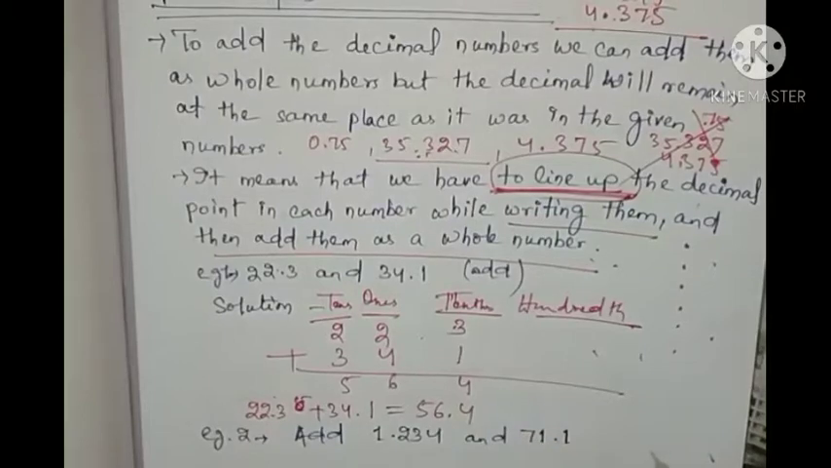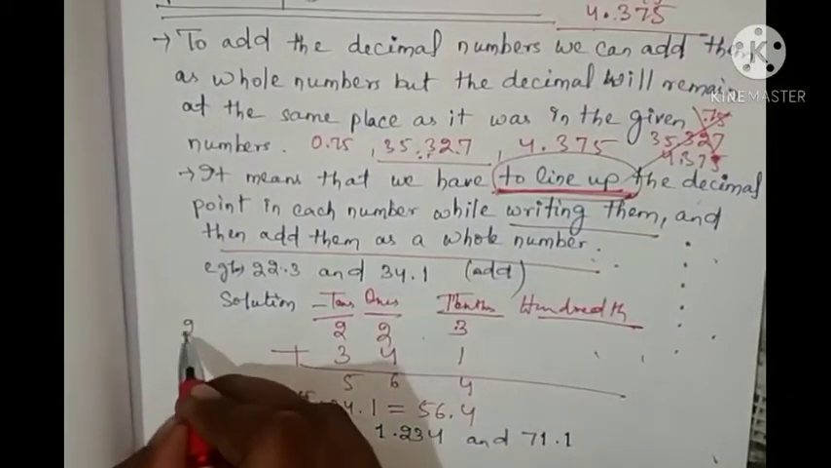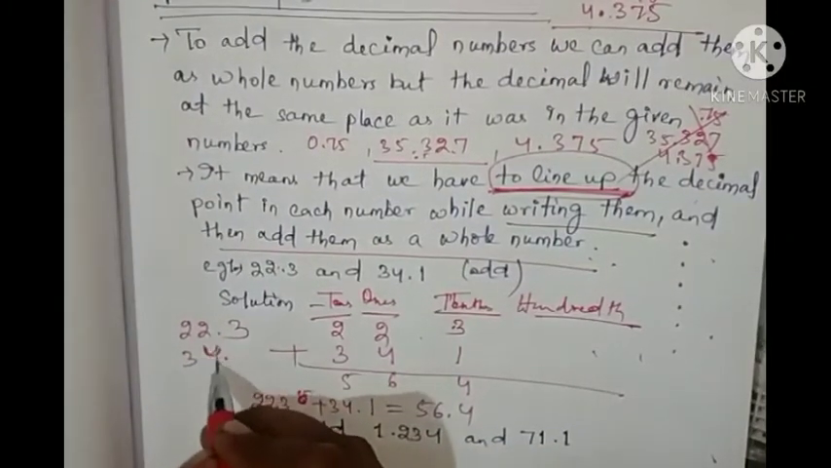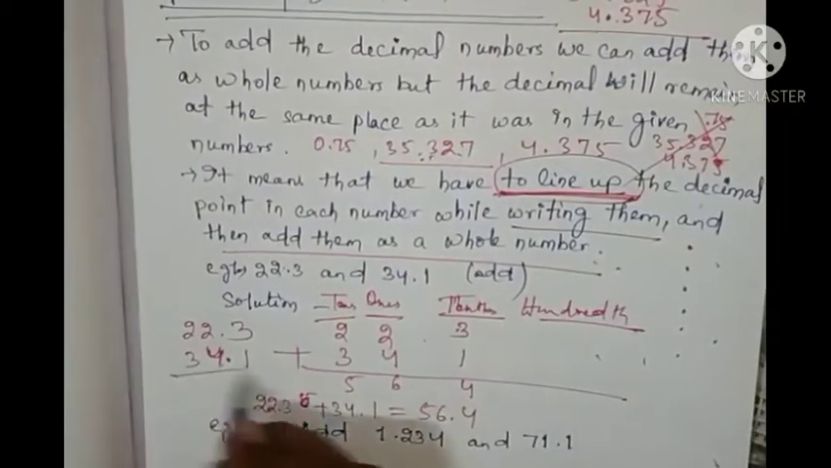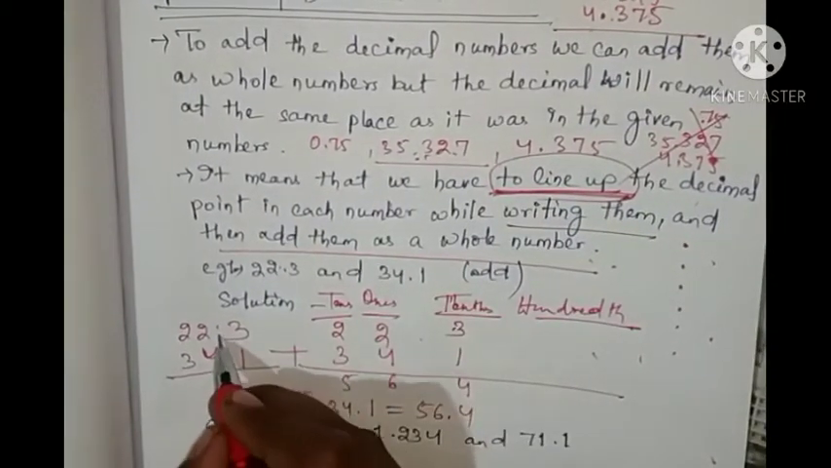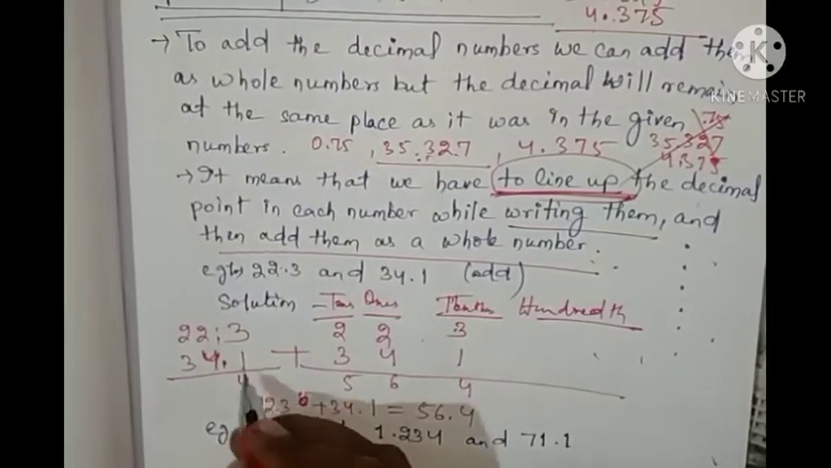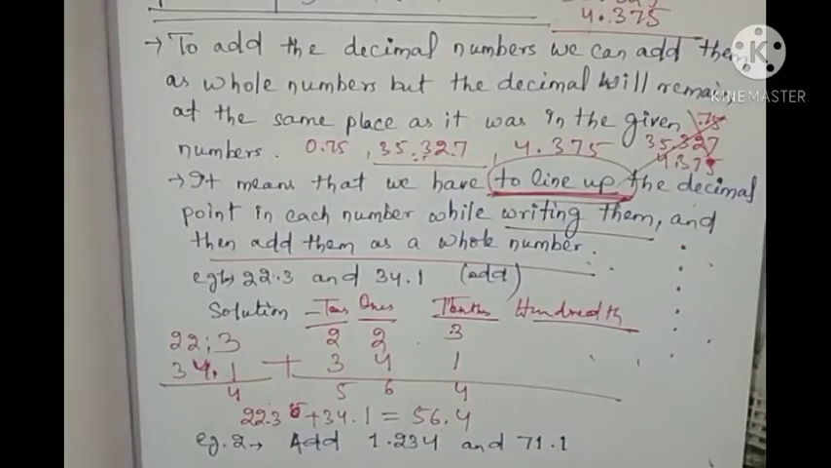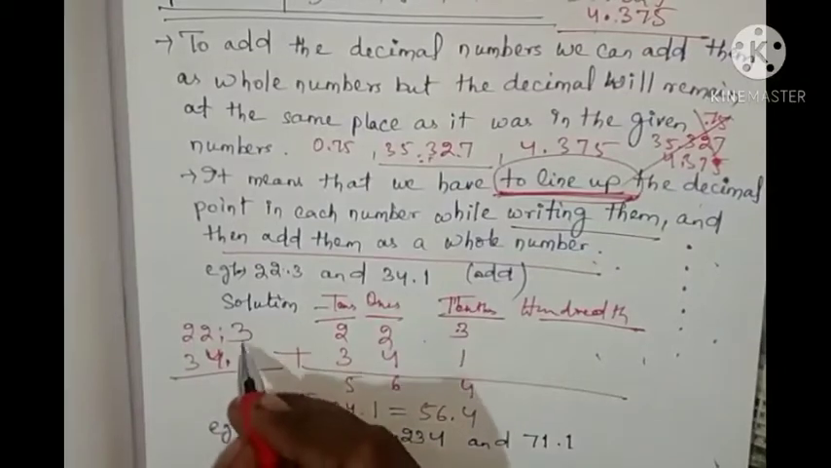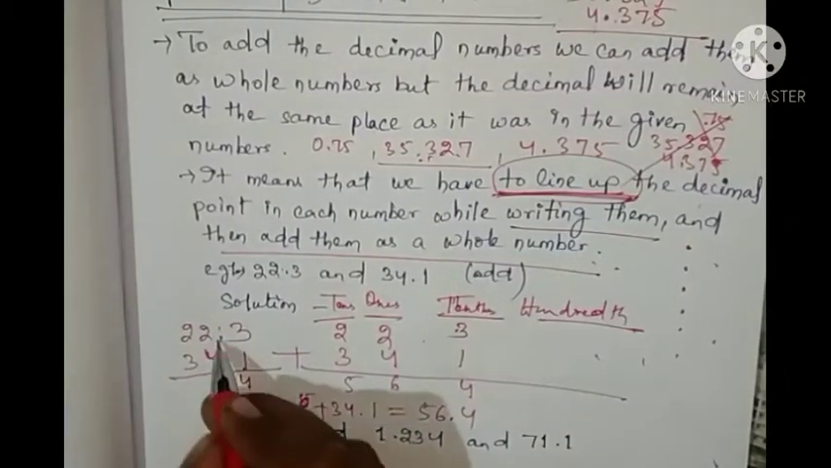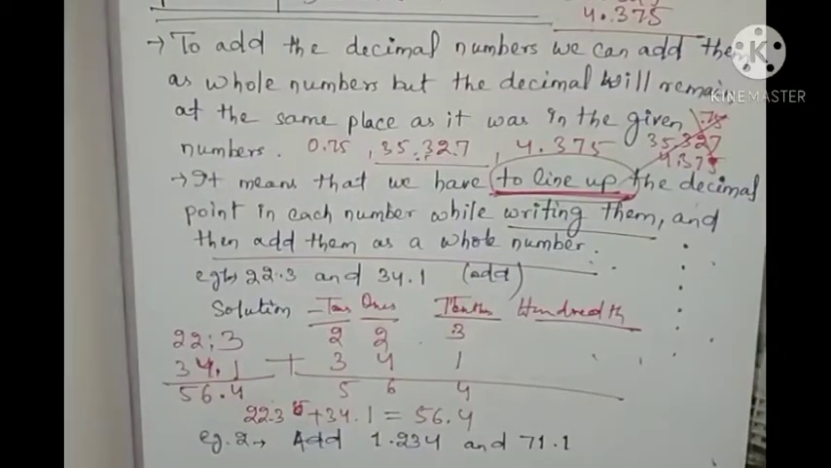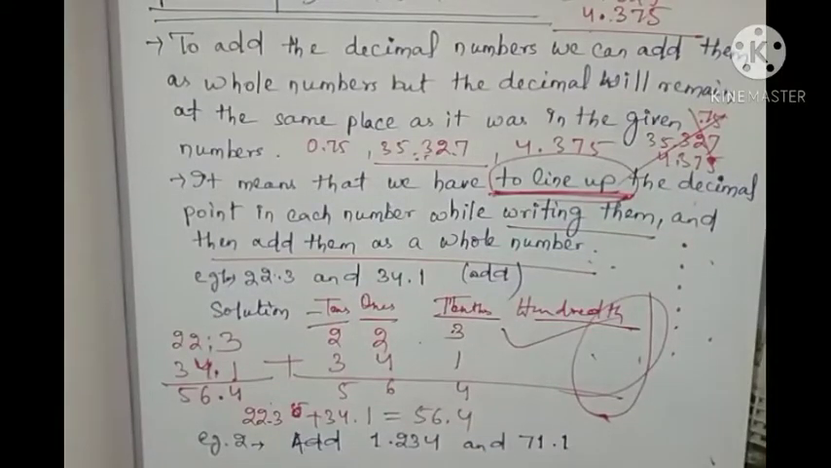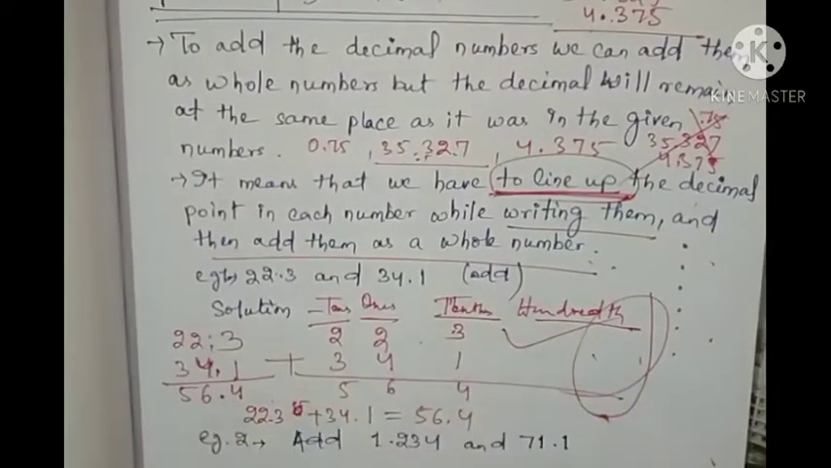Or you can simply write 22.3 and 34.1 like that, putting the decimal point in a line. 3 plus 1 is 4. You always add starting from the right, like adding whole numbers. 4 plus 2 is 6. The point goes in the point. 3 plus 2 is 5. You get the same thing whether you use the place value chart or simply line up and add.